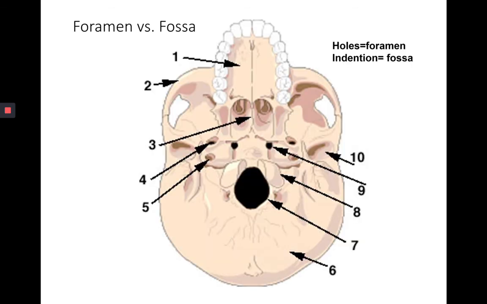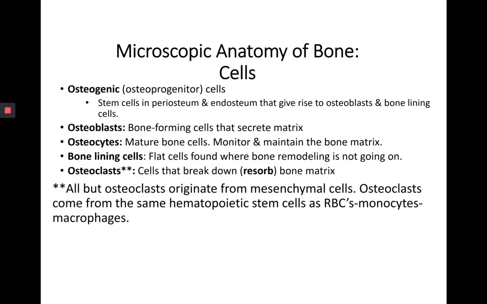So in this example, for this image, which is looking at the base of the skull, you would see that, for example, number 9 is a foramen, whereas 10 is going to be a fossa. And that's where we're going to end because I want to look at the microscopy of cells that make up bone in the next video. So make sure that you're really comfortable with bone anatomy before proceeding forward.